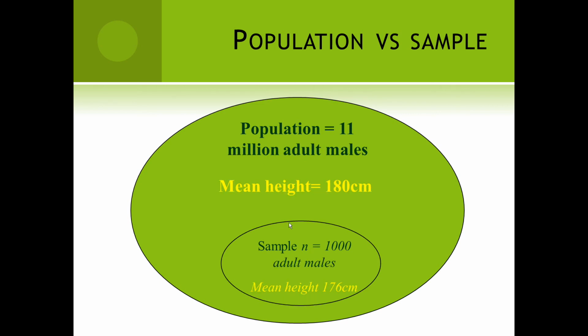So let's take another example. Say the whole population we're interested in is 11 million adult males, and say we knew what their mean height was. It was 180 centimetres. But we did some research just with a sample and we measured 1,000 adult males. We might get a mean height of 176 centimetres in our sample. So that's not the same as the mean height of the whole population. So we have to accept that there are going to be some differences between the whole population and the sample in any research that's involving a sample.